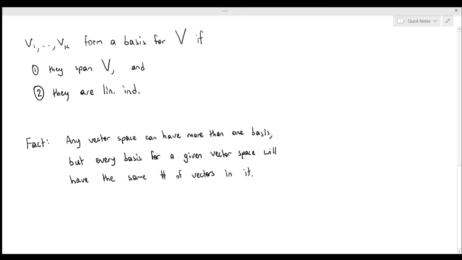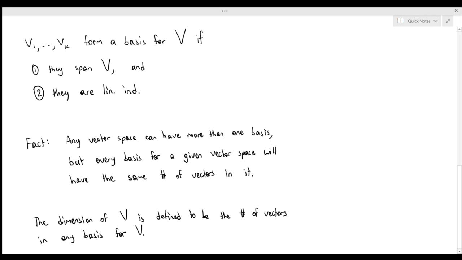All right, so then the dimension of a vector space is defined to be the number of vectors in any basis for the space V.